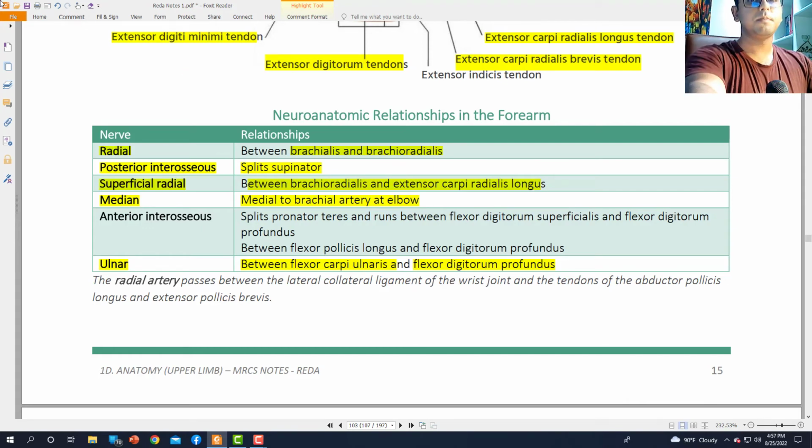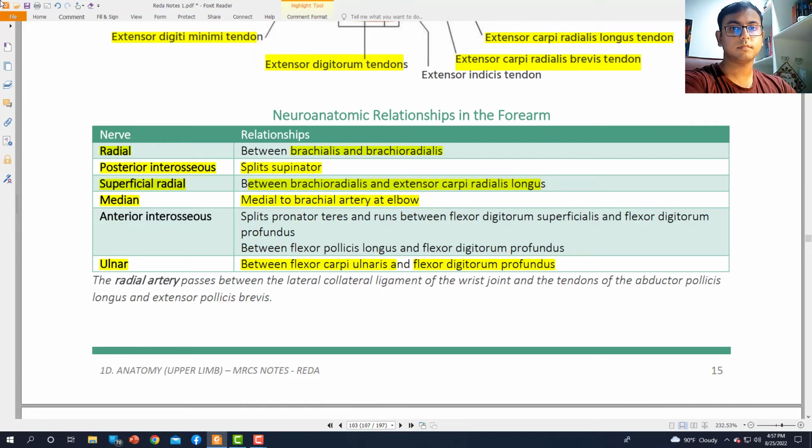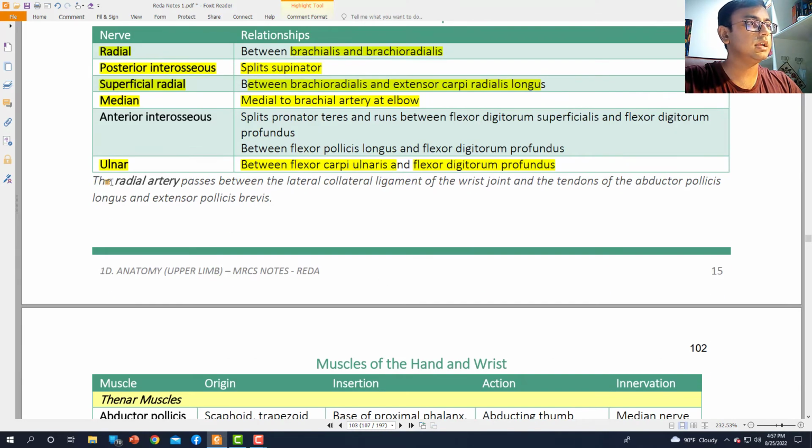Now, the ulnar is between the flexor carpi ulnaris and the flexor digitorum profundus. The radial artery passes between the lateral collateral ligament of the wrist joint and the tendons of the abductor pollicis longus and extensor pollicis brevis.